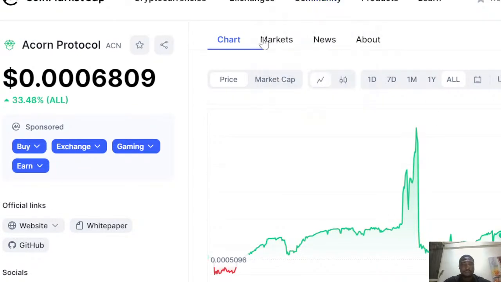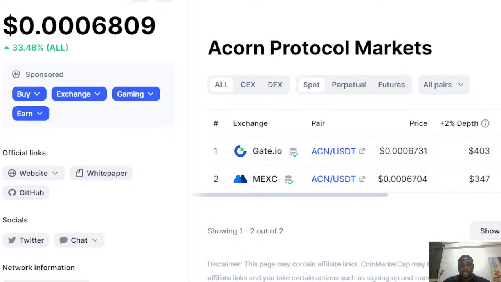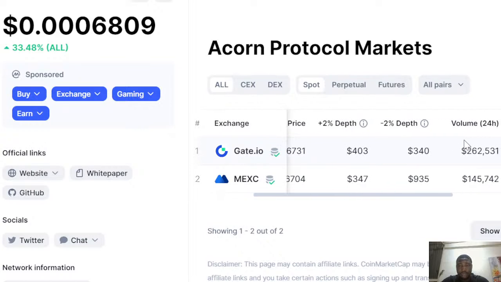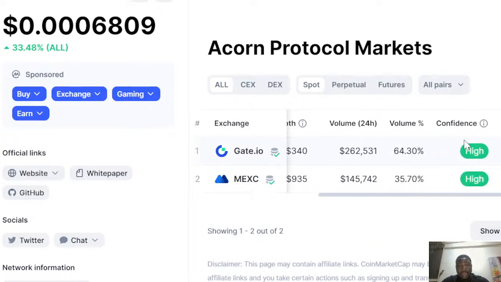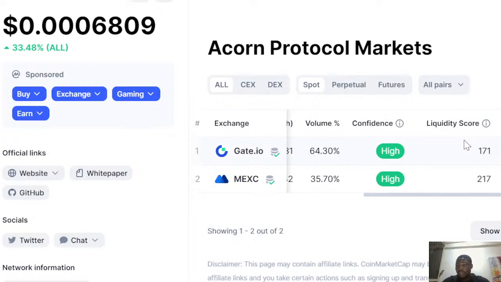Let's check the markets. You can see it's currently trading on Gate.io, and others. It's trading very high. You can see the volume is 64.30%, which is very high when looking at the market. So all these points are very important that we need to know. Now, this AC is more valuable when looking at what the market is currently saying.